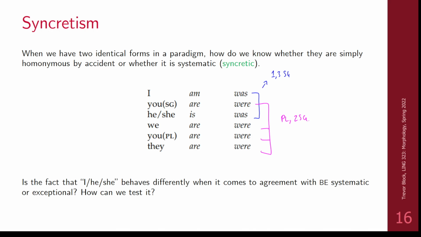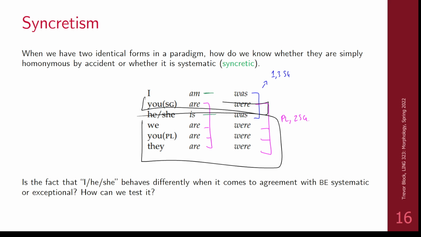What about the present forms? I am, you are, he is. Okay, well, we see a very similar pattern with the plural forms, but what's happening here? Now am and is are getting different forms. So the question we're asking with syncretism is this fact that are and were are consistent for you singular, you plural, and the other plurals, is this a coincidence? Are these just homonyms? Or have they actually syncretized? Have they become synonymous in meaning over time? So how could we test that? That is the question.